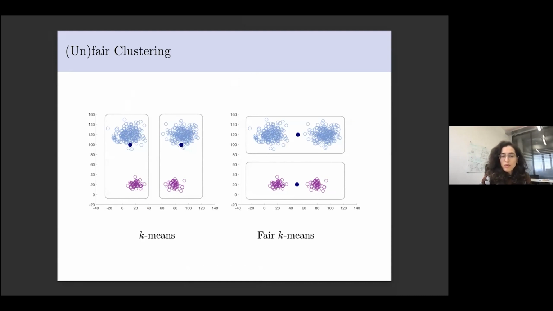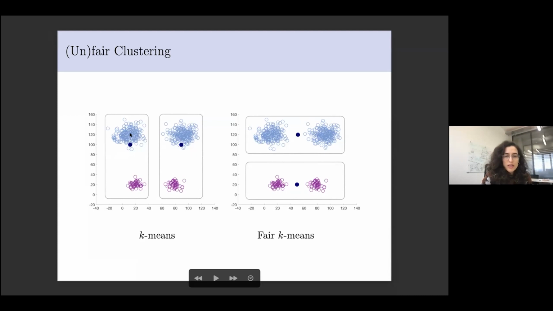Let's say that you're given this data set, and let's say that you have 2 demographic groups in your data. Let's call them blue demographic group, which is the majority, and purple demographic group, which is the minority. And let's say that you have resources only to build 2 schools for this population. So for this reason, you want to partition your data into 2 clusters. On the left-hand side, you see the result of Lloyd heuristic. I have these 2 clusters, and the 2 dark blue points are showing the centers.